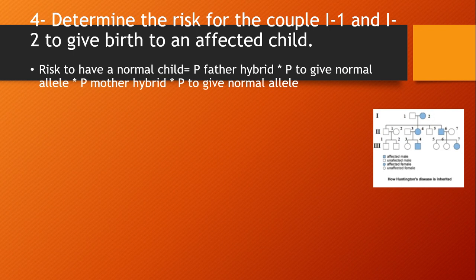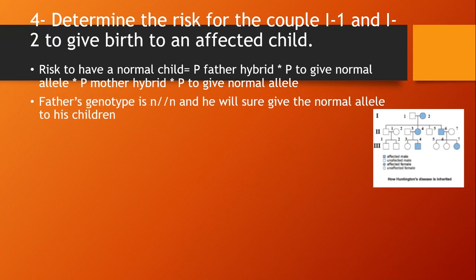As for me, I've chosen our normal rule, which is the risk to have a normal child, which is equal to the probability for the father to be hybrid times the probability of this father to give the normal allele, because remember that the diseased allele in this case is dominant, so we're supposed to determine the risk for the couple to have a normal child, times the probability for the mother to be hybrid times the probability to give the normal allele. The father's genotype is small n, so he will surely give the normal allele to his children.